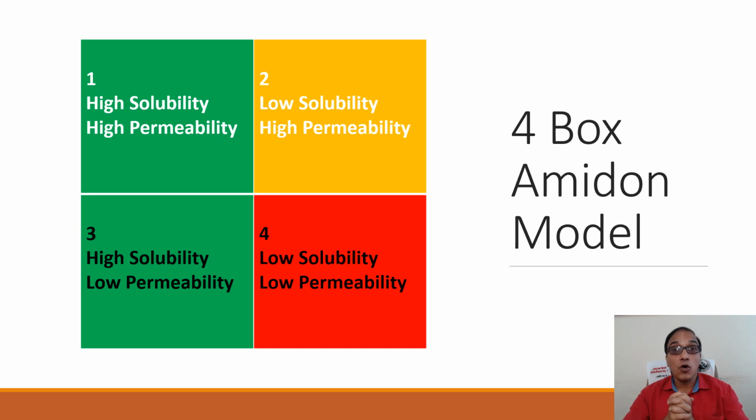It is called the 4-box Amidon model. There are 4 boxes: class 1, class 2, class 3 and class 4. As we mentioned, class 1 is the green one, class 4 is the red one, and class 2 is the yellow one. Class 1 and class 3 are okay because both have high solubility, but the problematic factor starts from class 2. However, in some cases, class 3 is also problematic, but class 4 is the most problematic class of drugs.